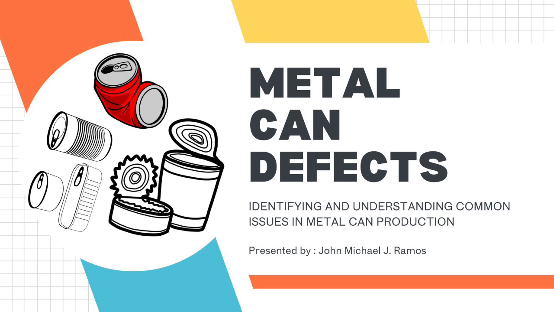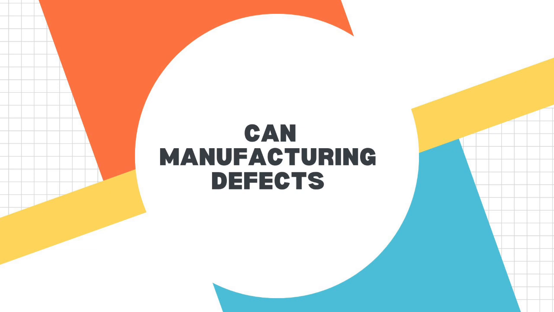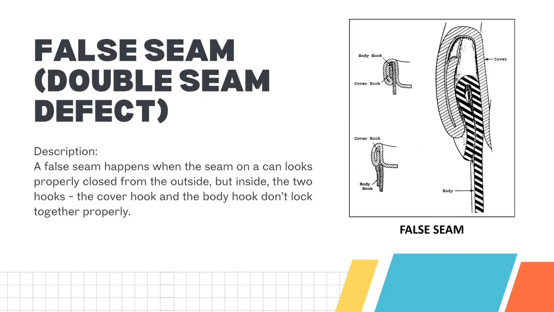Today I will be discussing the different types of CAN defects, both from the manufacturing process and the handling. These defects may seem minor at first glance, but they can significantly affect the safety, the quality, and shelf life of canned products. Let us begin with the can manufacturing defects.